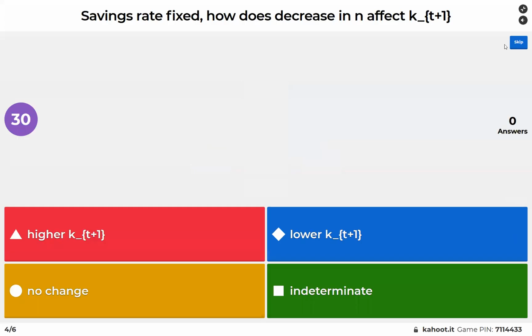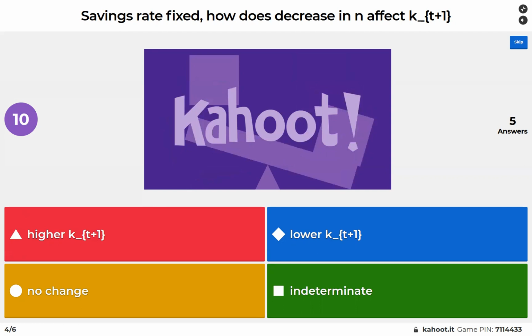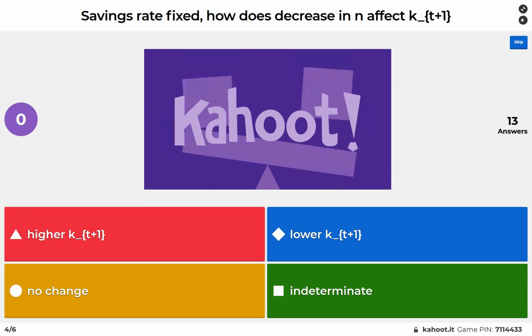All right, savings rate fixed. How does a decrease in N affect KT plus one? I hope I gave you guys enough time here. So how does a decrease in N affect KT plus one if the savings rate is fixed? We're in log utility, so the interest rate doesn't change the savings rate. Yeah, good. It's a higher KT plus one.